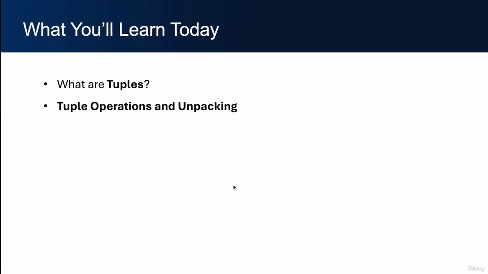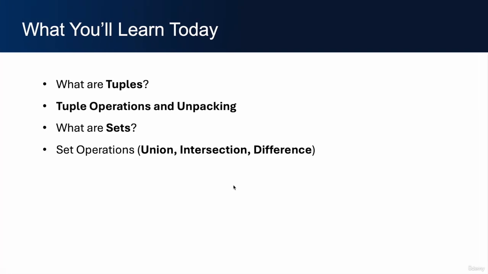Next, let's look at set operations. I'm going to talk about union, intersection, and difference. Union is one which combines two different sets. Intersection is the common items in two sets. Difference is items in one, not in the other. And is subset is to check if it's a subset of another set.